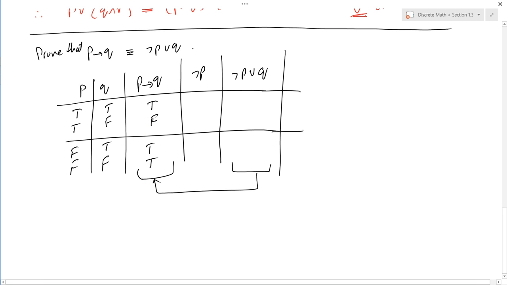And let's start with not P. Not P is just the opposite of what we have here, so you get false, false, true, true. Not P or Q is calculated by using this column here and this column here. Because this is the OR operator, it's going to be true unless both of them are false. So not P or Q is going to end up being true, false, true, and true.